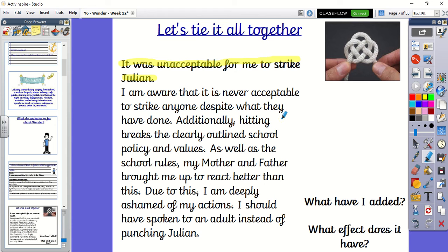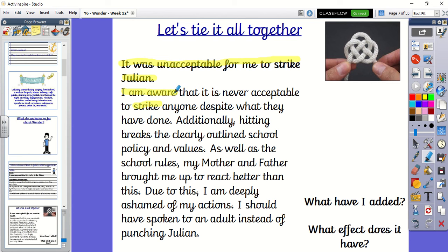I should have spoken to an adult instead of punching Julian. All right, so as the question says there, what effect does it have? That has a much better effect than just, it was unacceptable for me to strike Julian. You're going into more details, and it's got a question here, what have I added? You have got to strike anyone, your formal vocabulary there. We're not saying to punch anyone or to hit anyone. We are using that formal vocabulary.